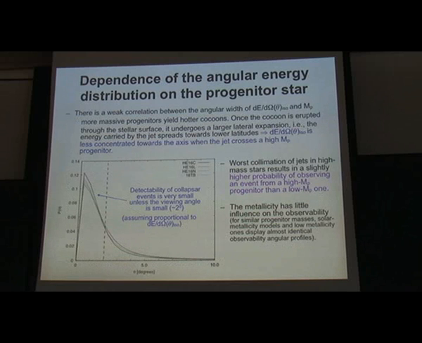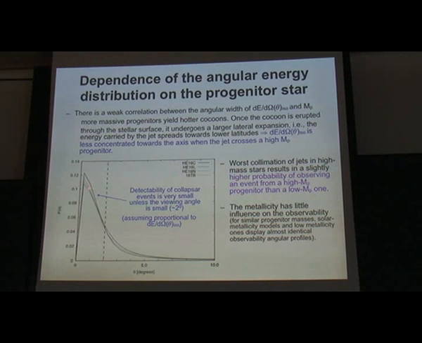Now we have also estimated the probability of detectability as a function of the viewing angle for this kind of jets, and we see that, again, the fact that jets in high mass stars are worse collimated than in low mass progenitors means there is a higher probability of observing an event from a high mass progenitor than from a low mass progenitor.